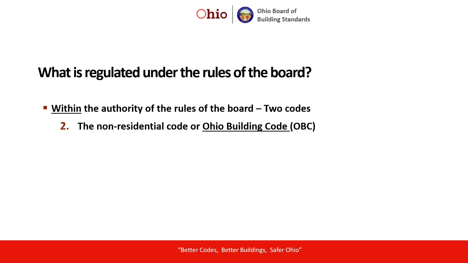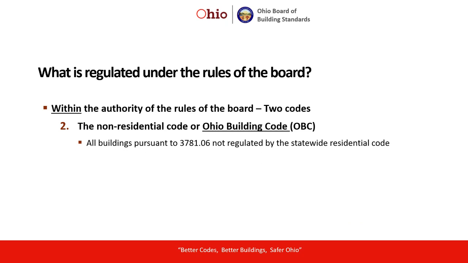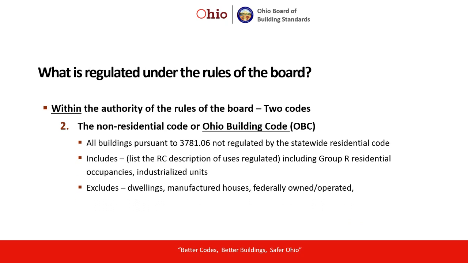Then we have the non-residential code, the Ohio Building Code. It's going to have buildings identified in 3781.06 that have residential occupancies in them. So that's going to be the group R1s, the group R2s, the group R3s, the group R4s. And it specifically excludes dwellings, because they're regulated in the Residential Code of Ohio, manufactured houses, and other types of things like federally owned and operated. There could be residential properties or residential units in buildings like that. You have to pay attention to that as well.